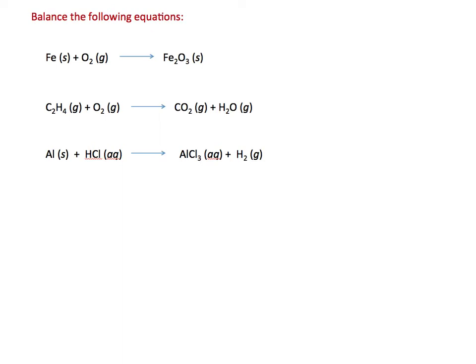Alright, this is practice problem 3.1, and we just need to balance the following equations. The first one we're given is iron plus oxygen gas gives us iron oxide. So how do we set this up?